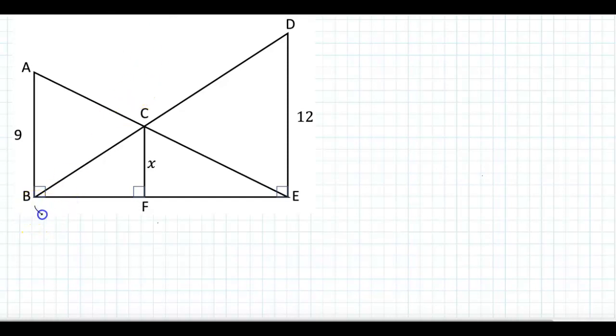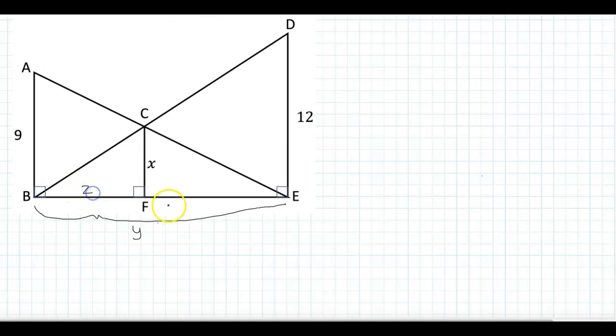So I'm just going to label this one here. And I don't want to call it x because we've already used that up. So maybe I'll call this one y. Okay. And then I've got this little one in here. I could call that z. And this one here, if the whole thing is y, it would be the difference of the two, y and z. So this would be y minus z, right?